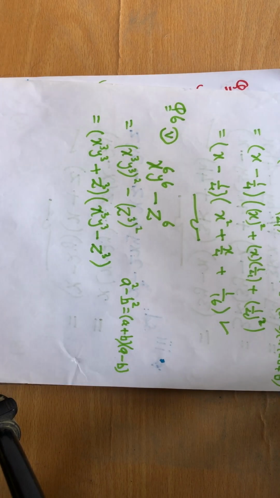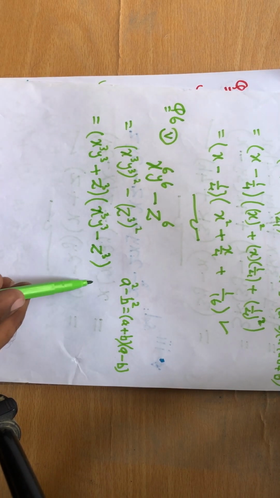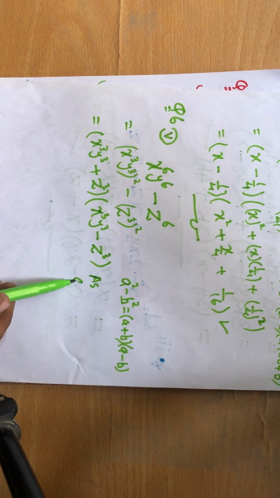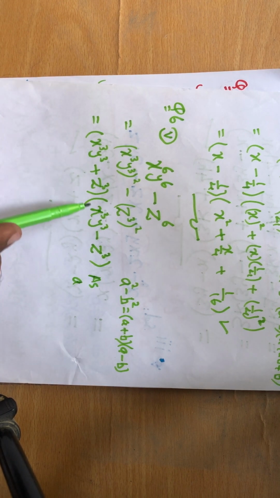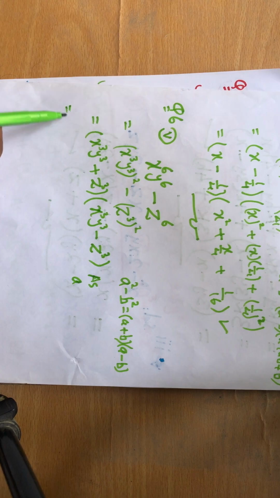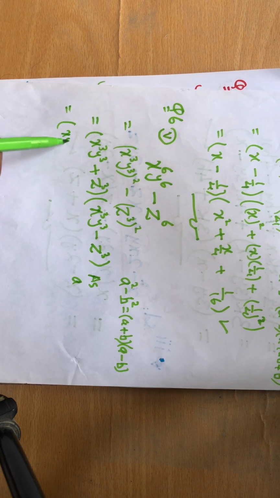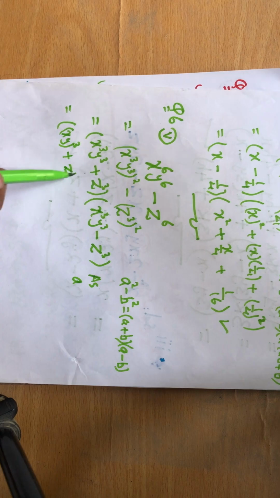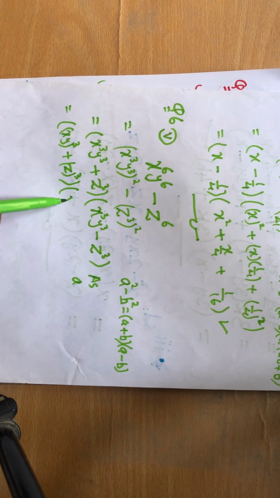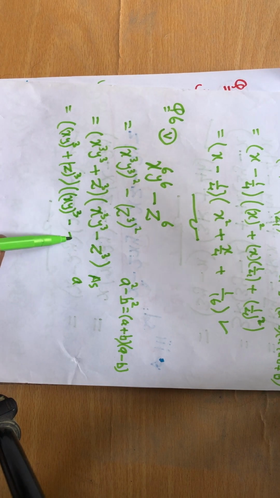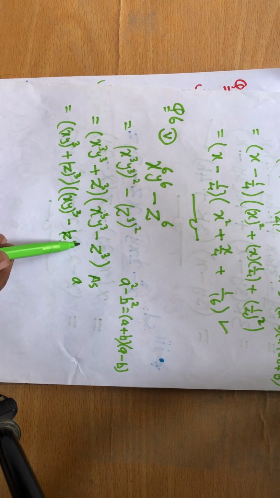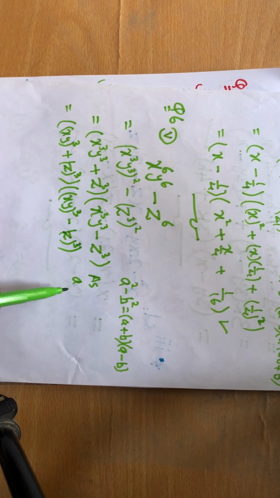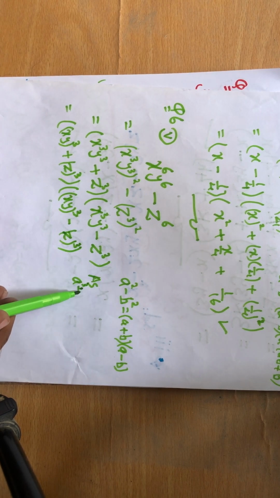Further we have two formulas, a cube plus b cube and a cube minus b cube. These two we will write according to the formula. A cube, it means xy over all power 3 plus z over all power 3, similarly xy power 3 minus z power 3. It means we make the formula.